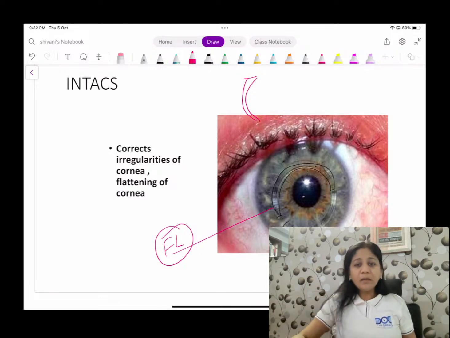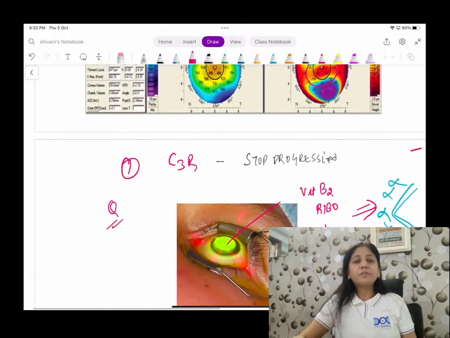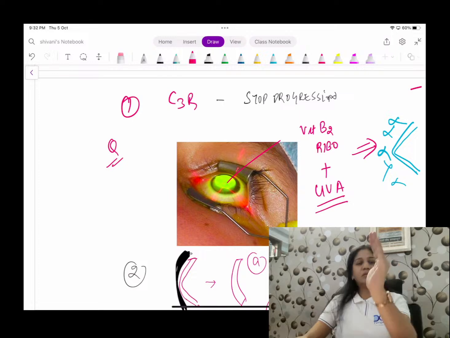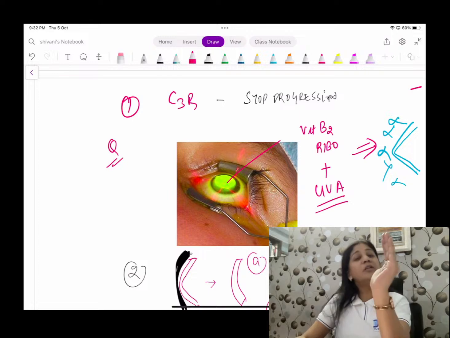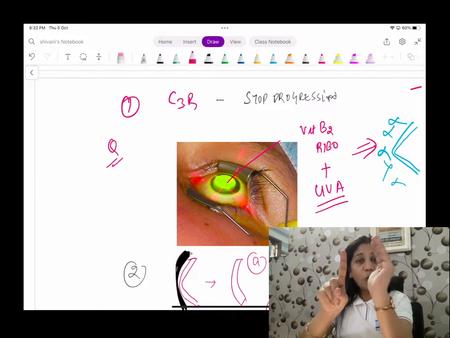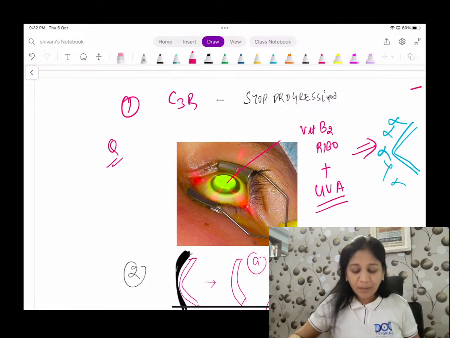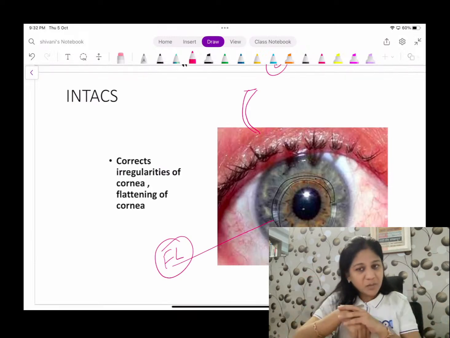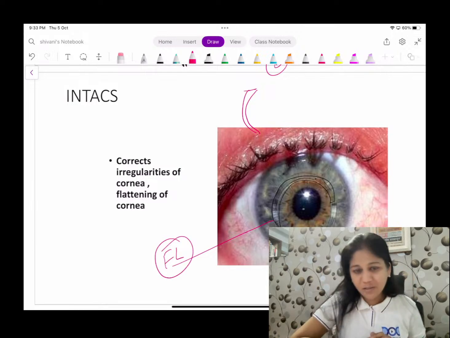Alright friends, so again going back to the treatment. First do C3R, stop the progression. Now the cornea is not further progressing. Now two options by which you can make the curvature back to normal. First is by putting contact lens for a longer period of time. Second is by doing a simple surgery, called Intacs. You put 2 PMMA semicircular rings inside the stroma of the cornea and hence the cornea will become stable in curvature.